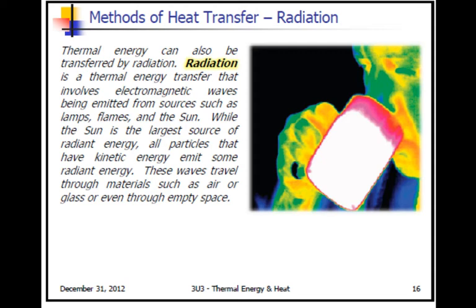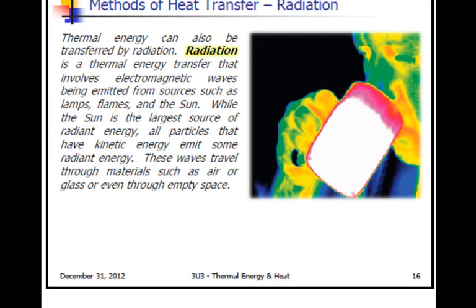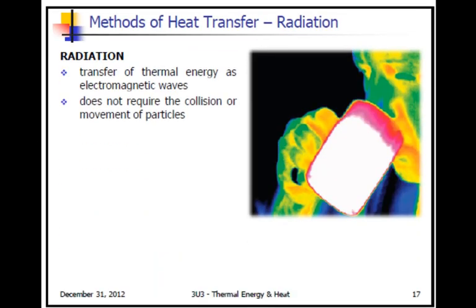You yourself are actually a source of radiant energy. The heat that's coming off of your body is being radiated out, and this is why a thermal imaging camera will show any living things as having a heat signature. So write down these notes for radiation. It's a transfer of thermal energy as electromagnetic waves. Does not require the collision or movement of particles.